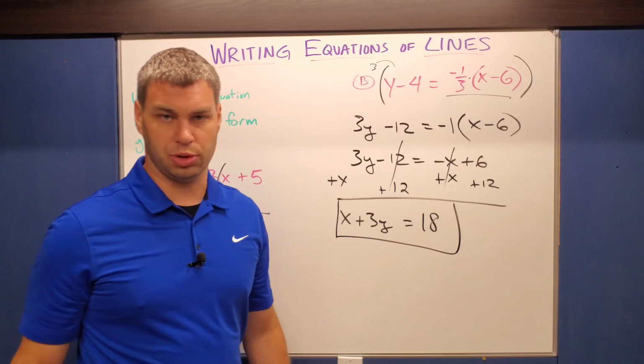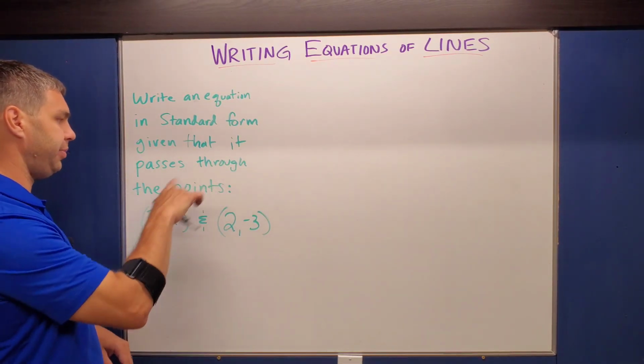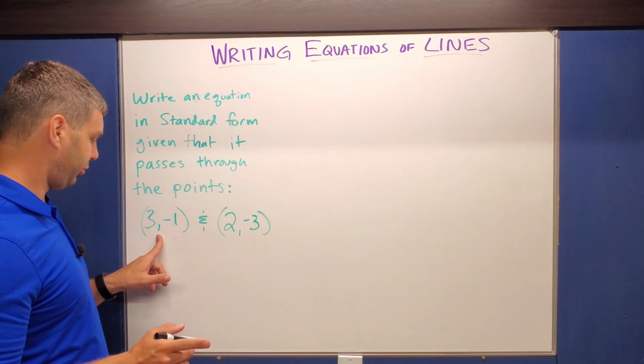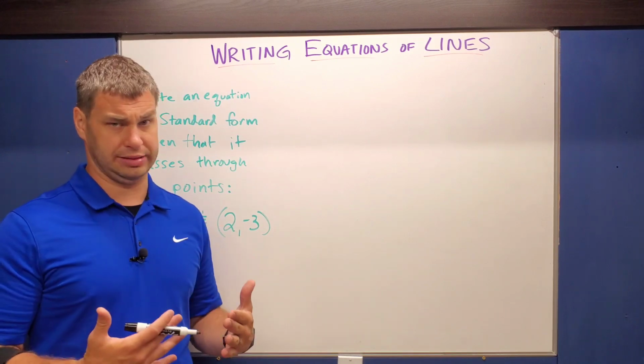All right, we'll wrap it up with one more. This last problem can be a little bit tricky because it says write an equation in standard form given that it passes through the 2 points (3, -1) and (2, -3). So we're given 2 points, all right?